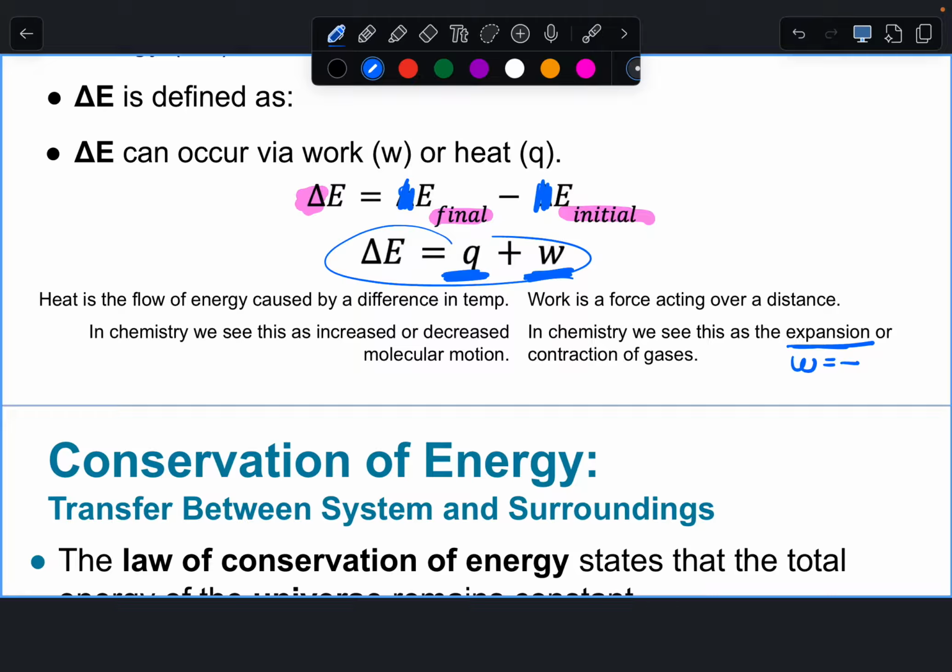That would be whoever's doing the confining of the gas. That's the surroundings doing work on the gas itself. That would be a positive W. So contraction, compression, that would be when work is positive. Okay?